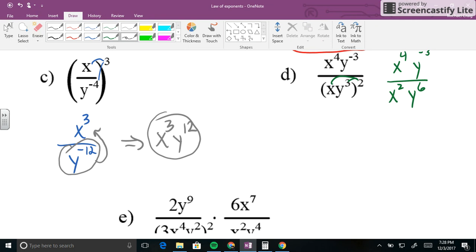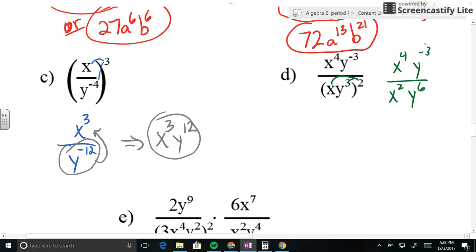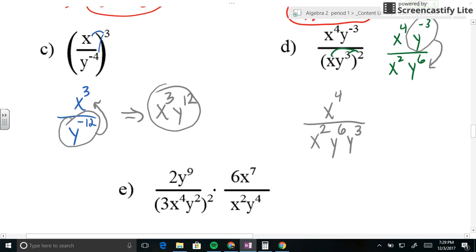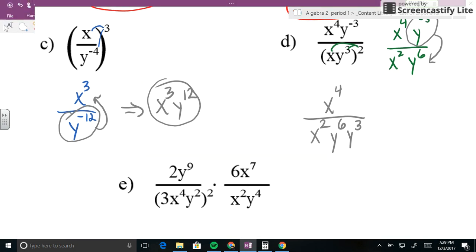Now we have a couple of things we have to take care of. We have a negative exponent that we got to take care of, so we put that on the other side. And then, of course, we have x's on the top and the bottom, which we'll get to after we flip the y. So we got an x to the 4th on the top, no more y because it went down to the bottom. We have an x squared on the bottom. We have a y to the 6 on the bottom. And now we have a y to the positive 3rd on the bottom because we got rid of it on the top because it was a negative exponent.